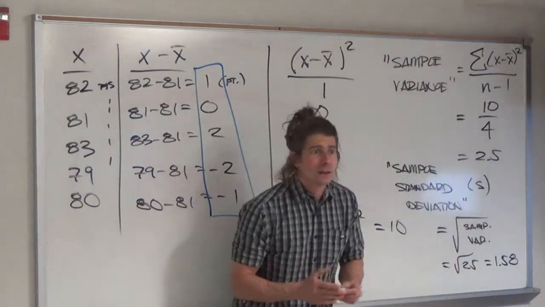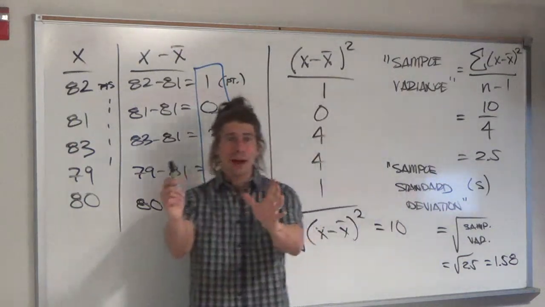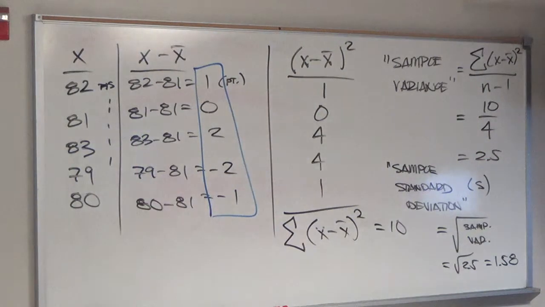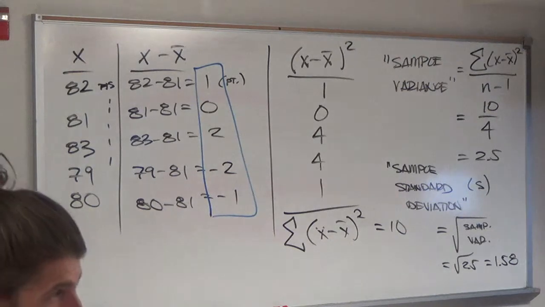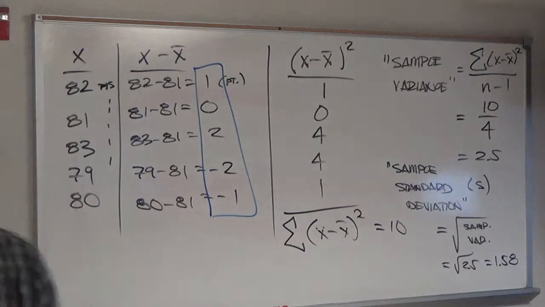1.58, what? Points. And now we're happy. A, because we're done. But B, because 1.58, the unit agrees with the average. Now, let's take a deep breath.